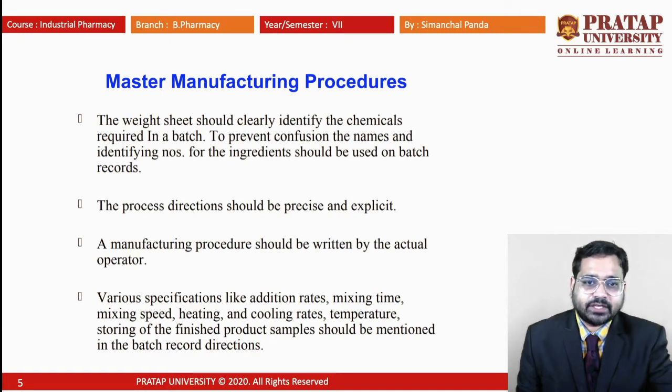So batch to batch it has to be monitored and data is stored securely so that if in the future any problem occurs for any batch, they can refer to the batch record and find out the batch number. Various specifications like addition rates and mixing time are also clearly visible from the records.